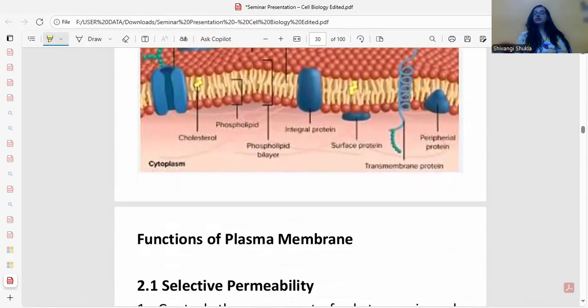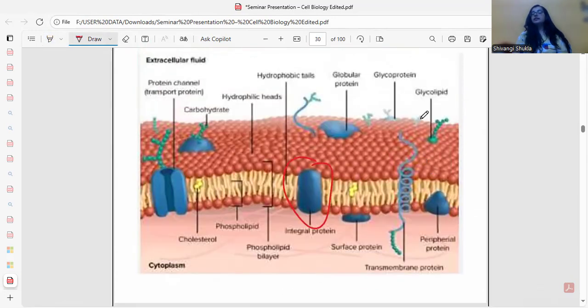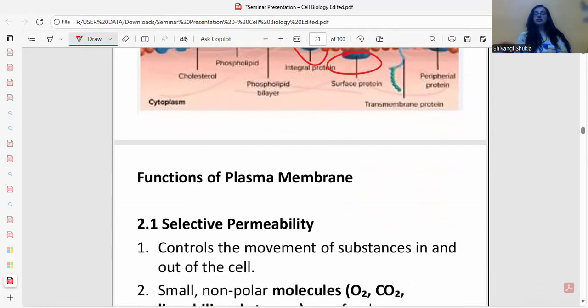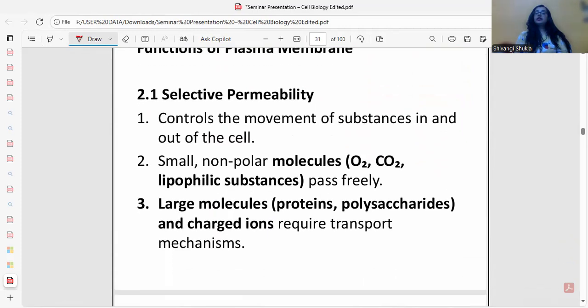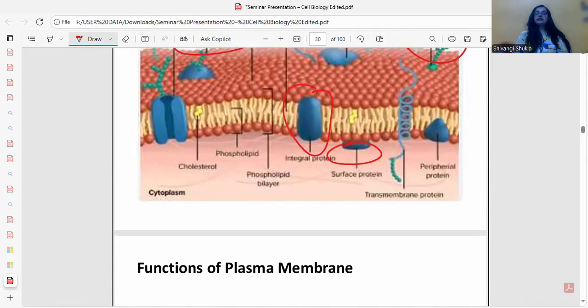So that is how it looks like. We can see different types of proteins, integral protein partially passing through it. Then there is glycolipid present on the lipid layer, glycoproteins present on the protein layers, carbohydrates, and the surface protein, which is present at the periphery, phospholipids, and so on. Cholesterol can also be seen. Functions of plasma membrane I shall be discussing in the next class.